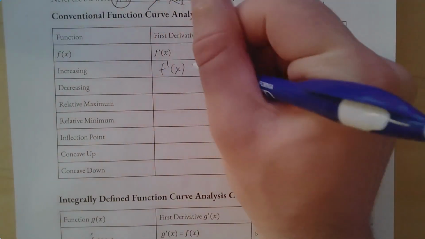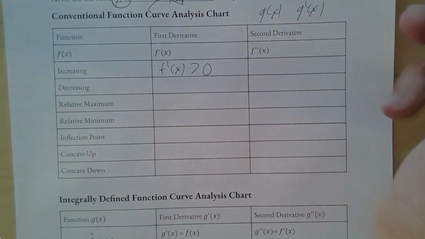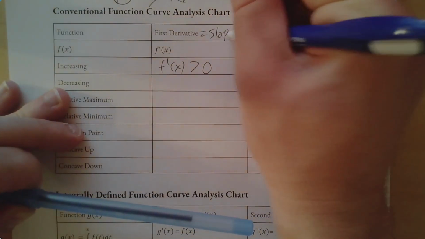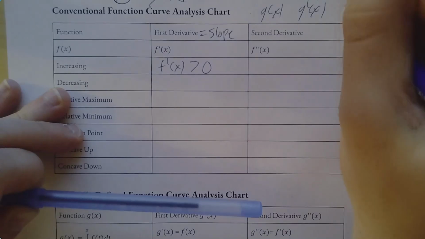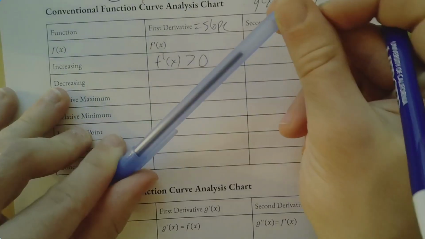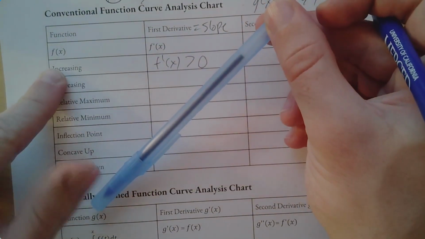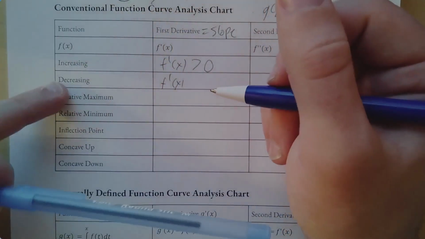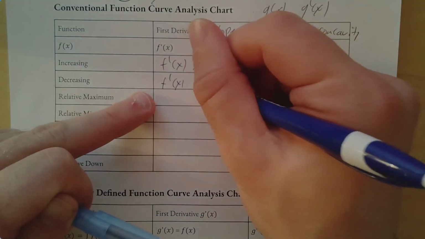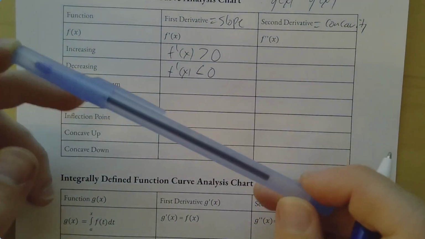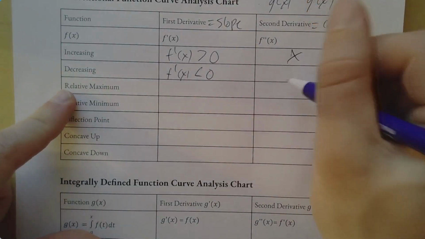Here we go. It's increasing if the first derivative is positive. That makes sense, right, guys? Because what that's saying is the slope. You've got to think first derivative is slope. First derivative is slope. Second derivative is concavity. Get that in your head. So if the slope is positive, it's got to be increasing. It just makes sense. If the function is decreasing, the first derivative must be negative, because negative slope, it must be decreasing. It just makes sense. Nothing is relevant here for the second derivative.